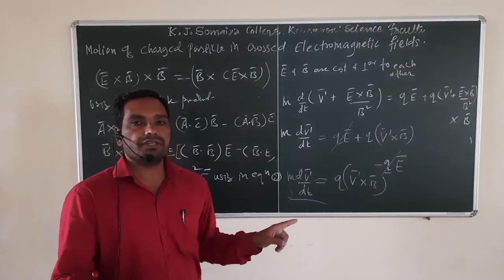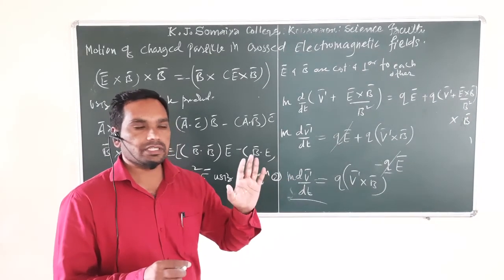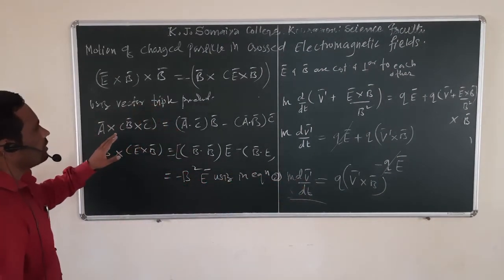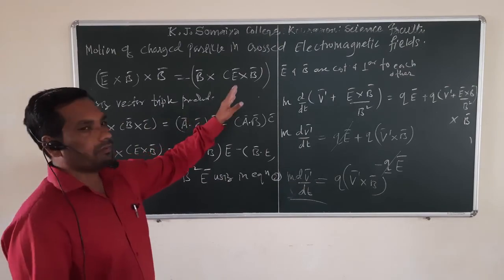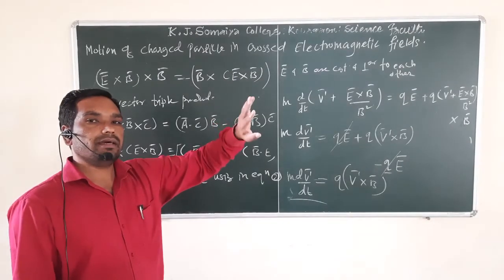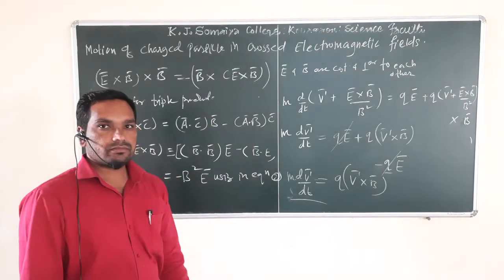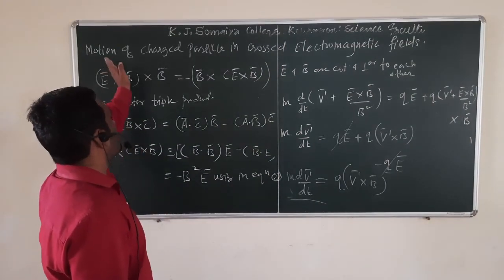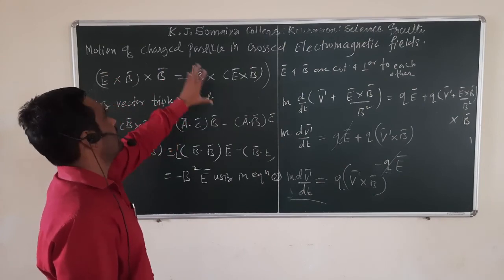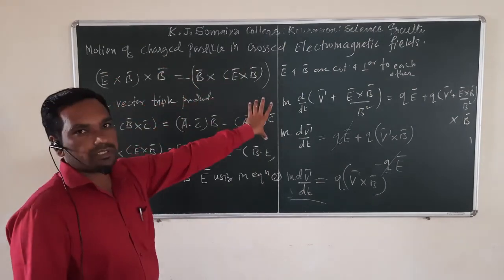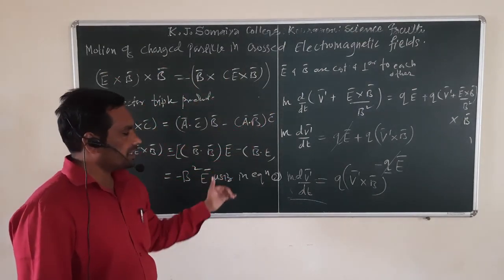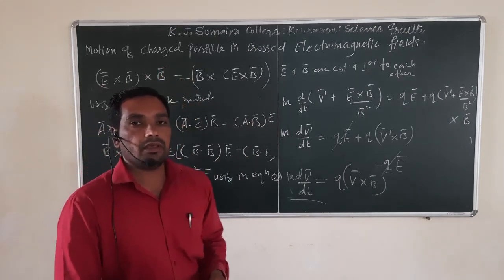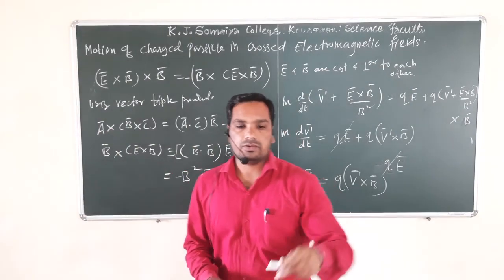Those two equations are not identical differential equations. Why? Because here we have v dash, and vector v dash is nothing but vector v minus the drift velocity. So with this we finish our first point in motion of a charged particle in crossed electromagnetic field. In our next lecture we are going to take the actual motion, the equation for the trajectory and all that. Thank you.